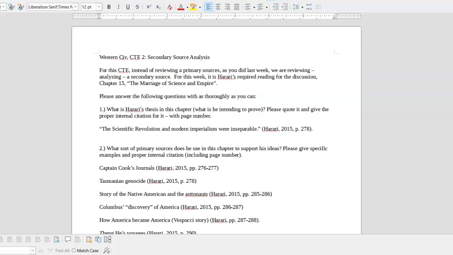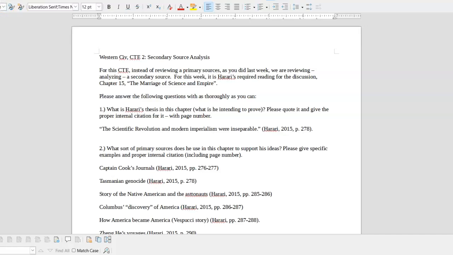Okay, so for your second CTE, you were analyzing a secondary source. It was Harari's required reading for week 4 on the marriage of science and empire. I want to go through that and talk about exactly what you should be seeing in terms of how the analysis of a secondary source operates, because you're going to be doing these for your annotated bibliography.